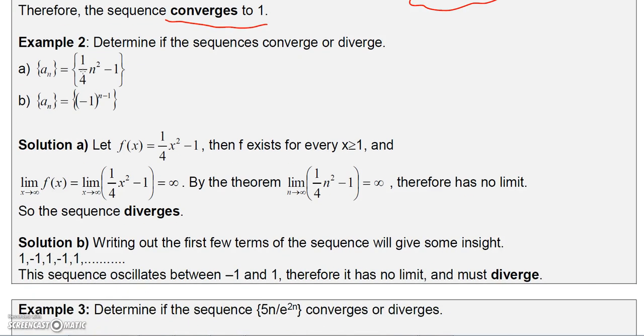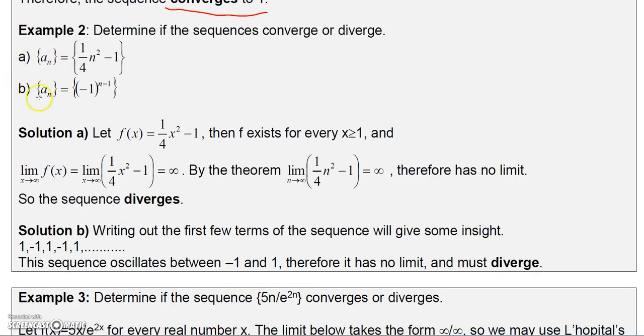So let's do a couple more here. On this first one, the sequence is 1/4 n squared minus 1. And so let's consider the function 1/4 x squared minus 1. Now let's find the limit of this function as x goes to infinity. Well, it's pretty easy to show here that as x goes to infinity, you'll have 1/4 times infinity squared minus 1, which is just infinity.